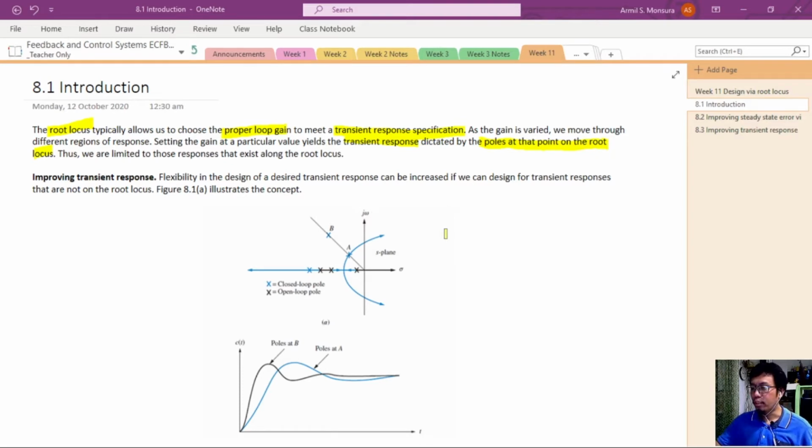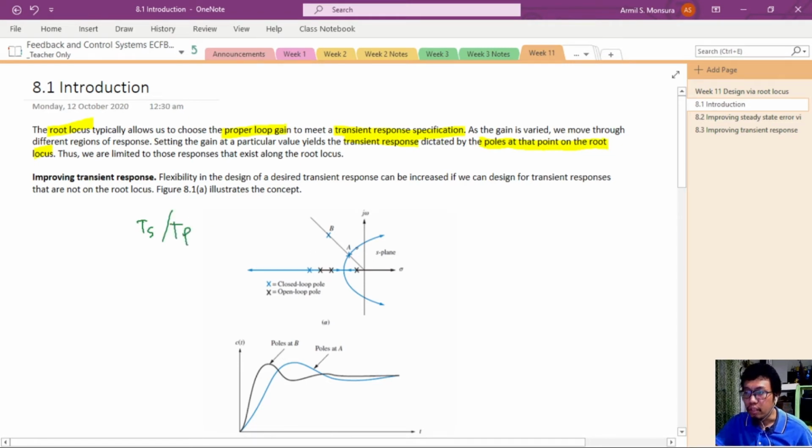So, for example, kung titingnan natin 'tong ating improvement in the transient response. Okay, we will have the following, or we can see the following. Okay. Halimbawa, may gusto tayong i-meet, say for example, settling time, okay, or peak time.